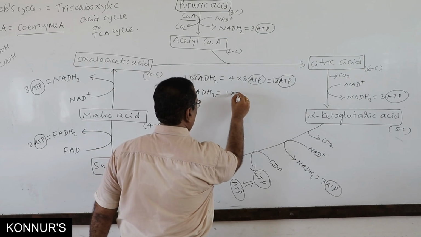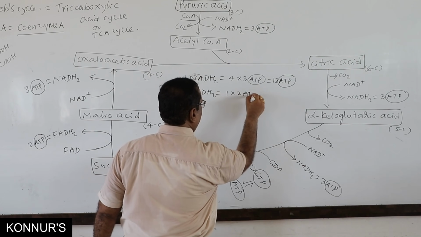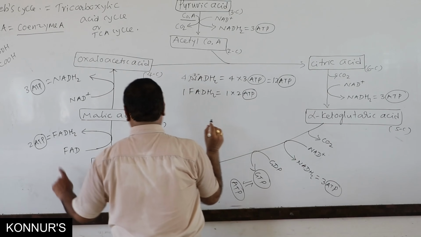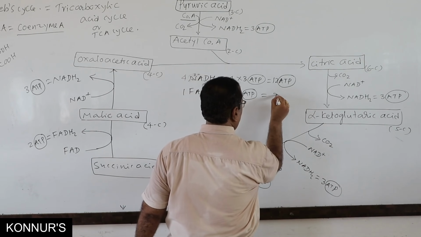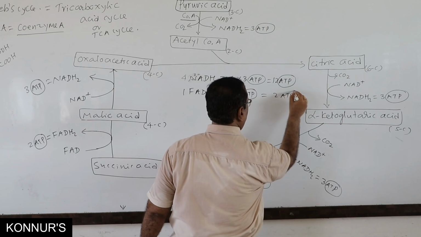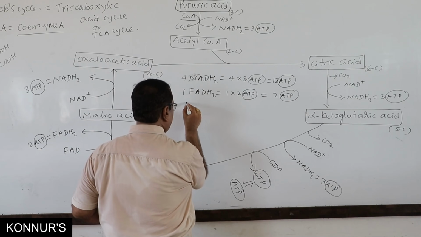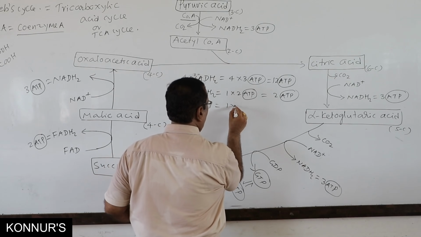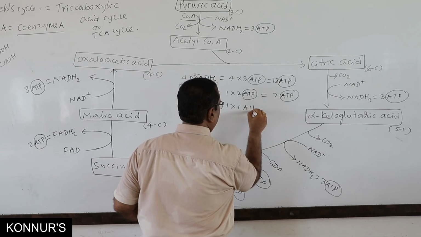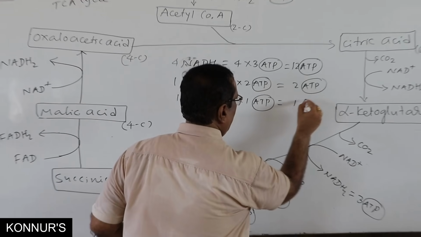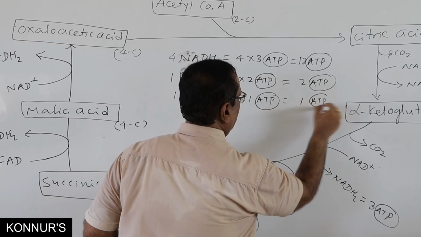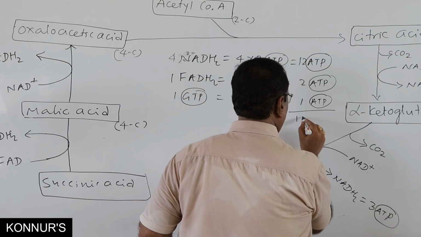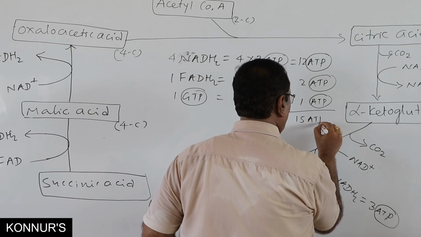1 into 2 ATP, because 1 FADH2 gives 2 ATPs. And 1 GTP is formed, which is equal to 1 into 1 ATP, 1 ATP. Hence, 15 ATPs are formed.